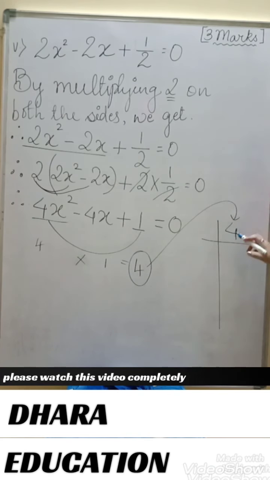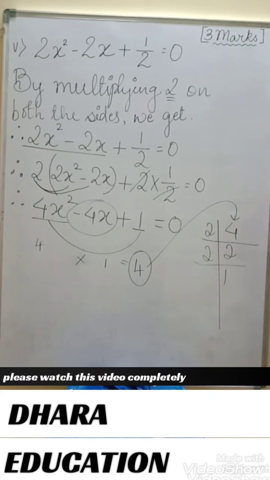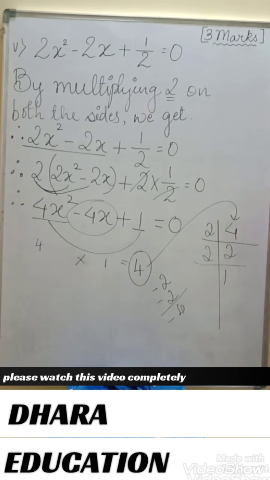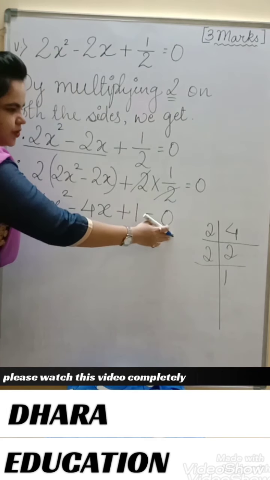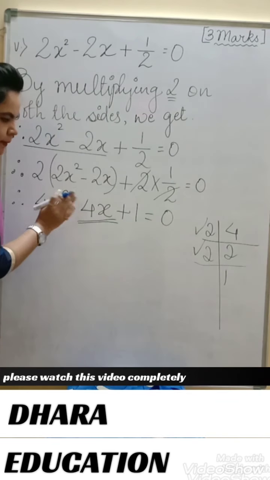The factors of 4 are 2, 2s are 4, 2 1s are 2. So the factors are 2 and 2. But in such a way that minus 4, the middle term, should come. So how is it going to be possible? By taking minus 2, you will get minus 4. Alright. So now I have written the way it should be, that is 4x square minus 4x plus 1 is equals to 0. We have taken out these two factors as well. It means that we have split the middle term.